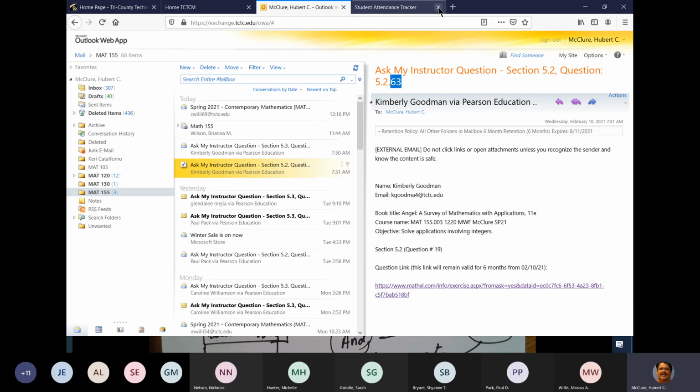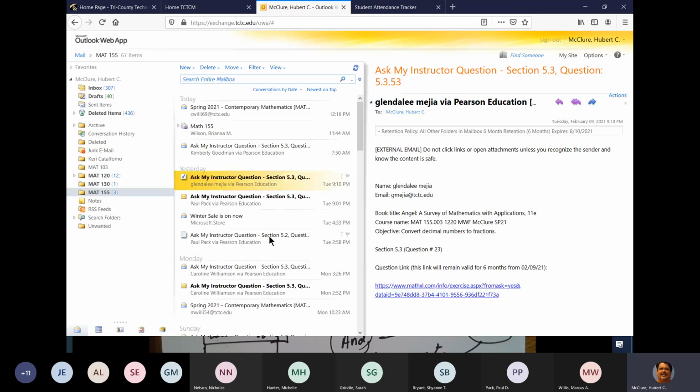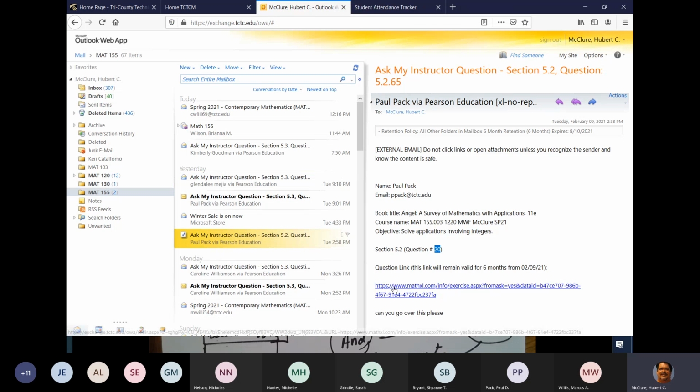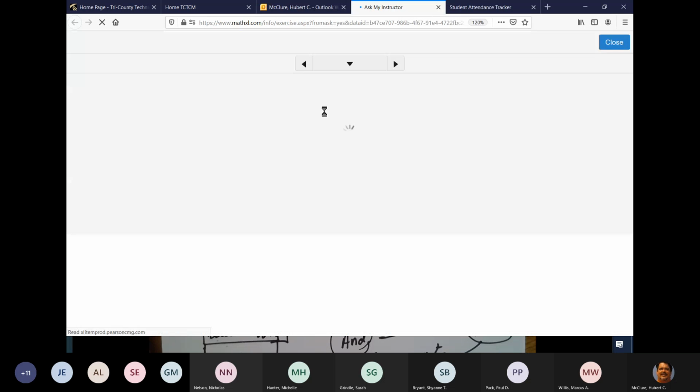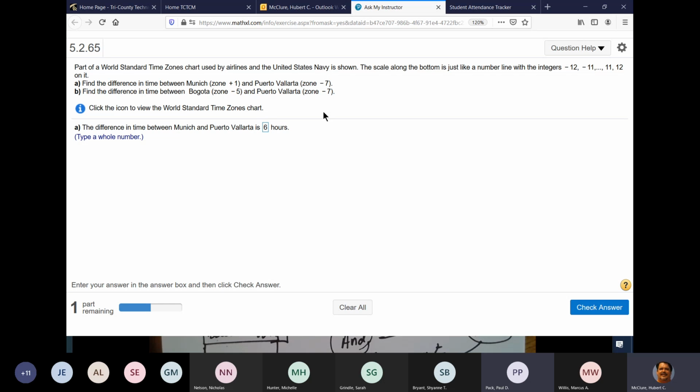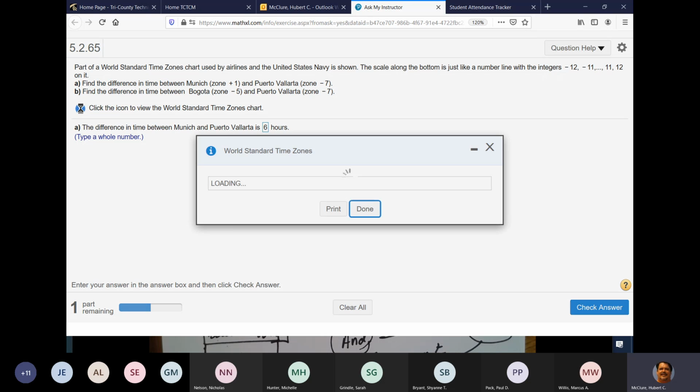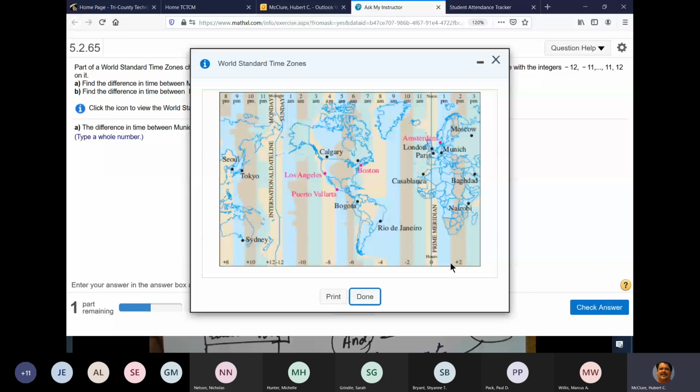Next is 5.2. Number 65 in the book and number 20 online. First of all, is it a test question? Please say no. Part of the world standard time zone chart used by airlines and the United States Navy is shown. The scale along the bottom is just like a number line. Okay. Let me look and see. Here's the scale right here. There's the number line. They just want to know if you can do it.